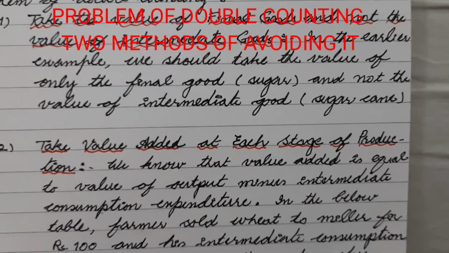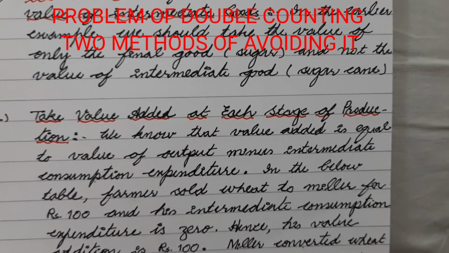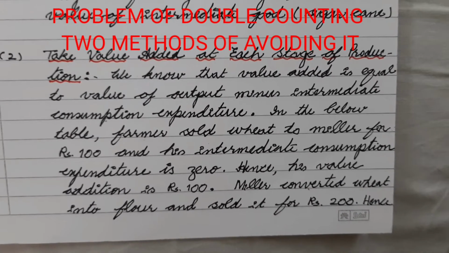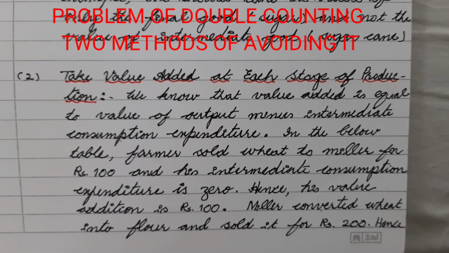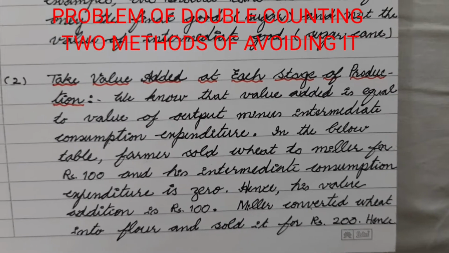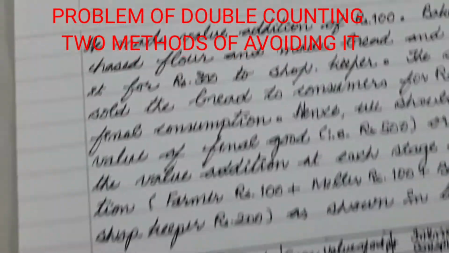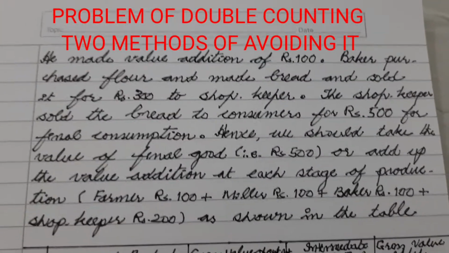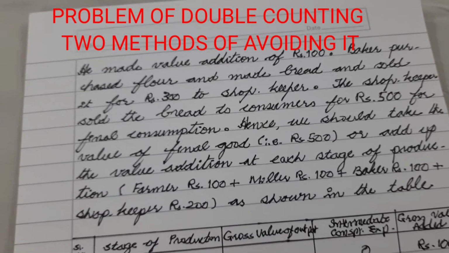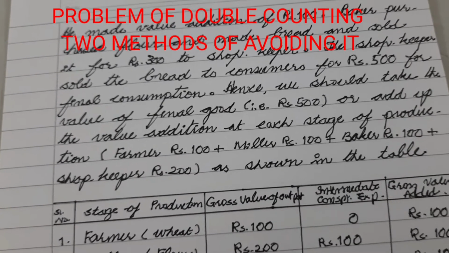Two, take value added at each stage of production. We know that value added is equal to value of output minus intermediate consumption expenditure. In the below table, the farmer sold wheat to the miller for rupees 100, and we assume here his intermediate consumption expenditure is 0, and hence his value addition is rupees 100. The miller converted wheat into flour and sold it for 200. Hence, he made a value addition of rupees 100. The baker purchased flour and made bread and sold it for rupees 300 to the shopkeeper. The shopkeeper sold the bread to the consumer for rupees 500 for final consumption.